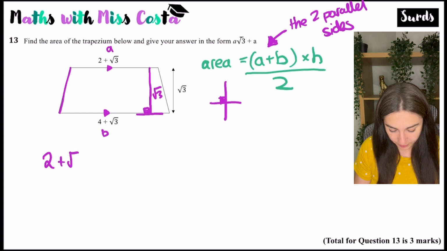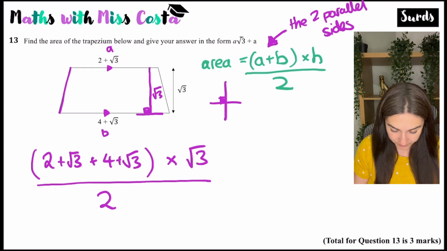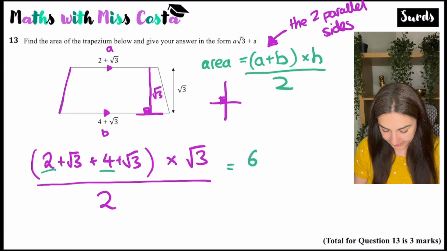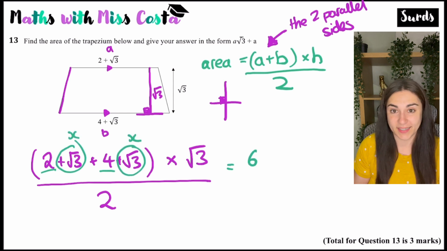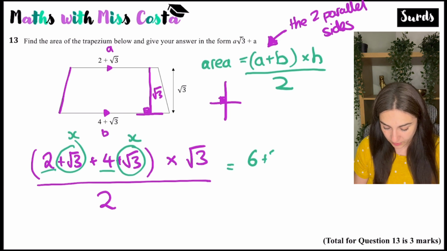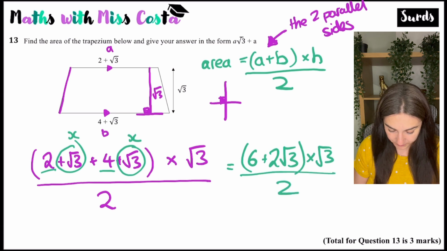So 2 plus root 3 plus 4 plus root 3 is then going to be times by root 3, and then I'm going to divide everything by 2. So let's simplify that. 2 plus 4 is 6, and root 3 plus root 3, remember you can treat it like algebra, x plus x is 2x, so that would be 2 root 3. And this is then going to be times by root 3, and then I'm dividing everything by 2.